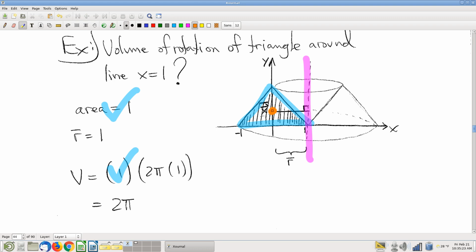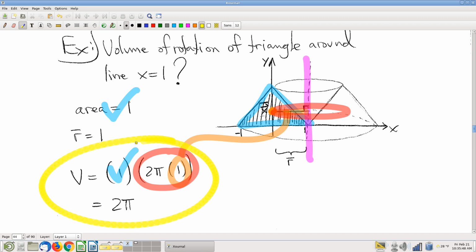So the distance traveled by the centroid becomes the distance from the centroid to the axis, which is easy to identify. Multiply by 2 pi to get the distance traveled by the centroid, the bad drawing. And bam, there's your volume. Your volume is that product, which turns out to be 2 pi. So no double integral required.